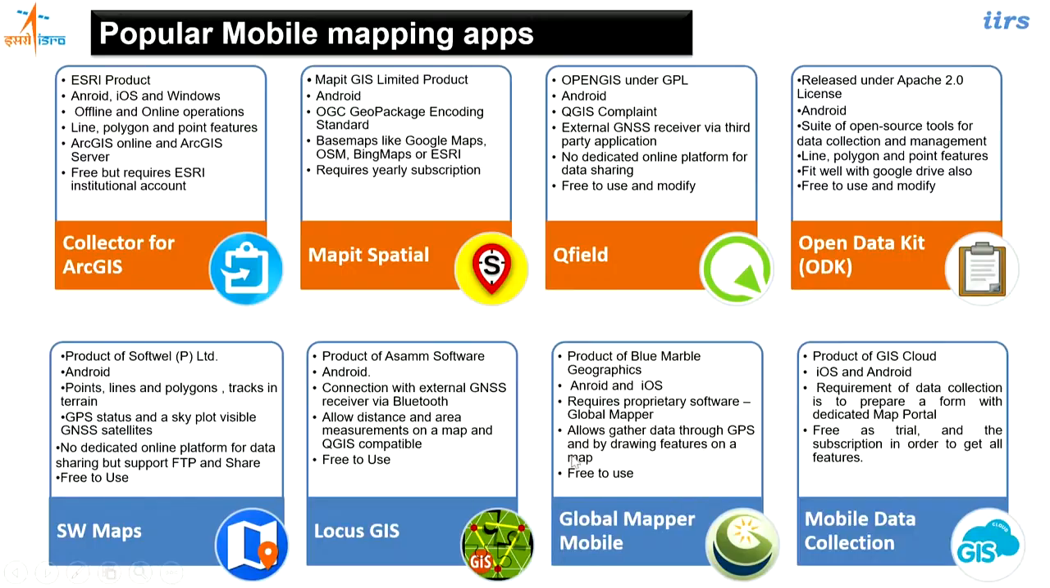Similarly, Global Mapper is proprietary, free to use, but it requires the Global Mapper software. The data needs to be created in the Global Mapper software, and then the project is created over there, and then you deploy that project onto your mobile phone. Although the app is free to use, it is a product of Blue Marble. Again, it is both for Android as well as iOS. Now it requires proprietary software like Global Mapper.